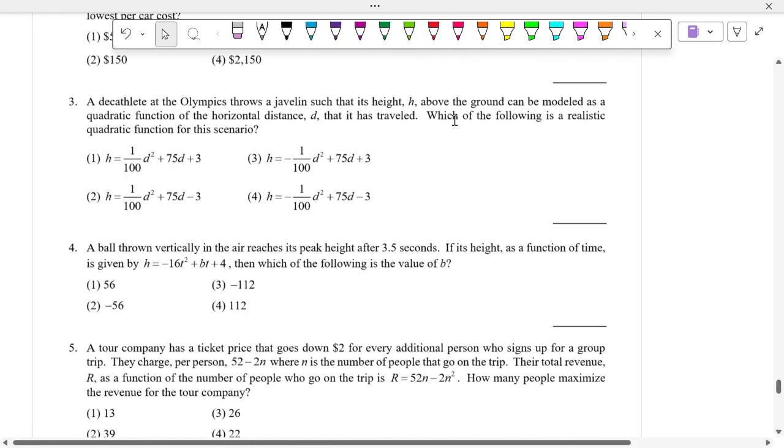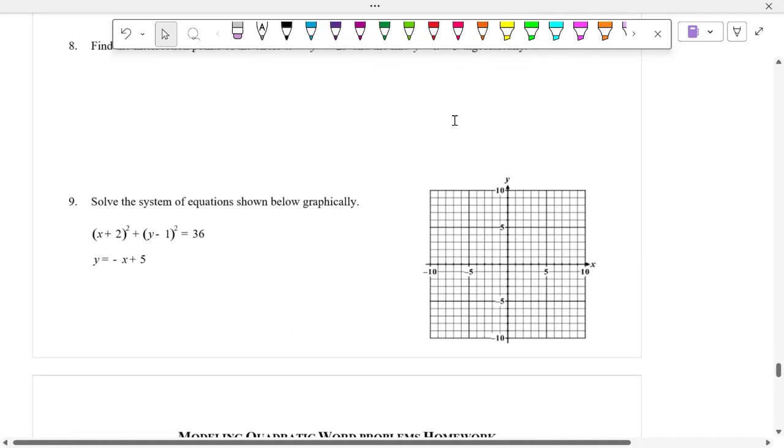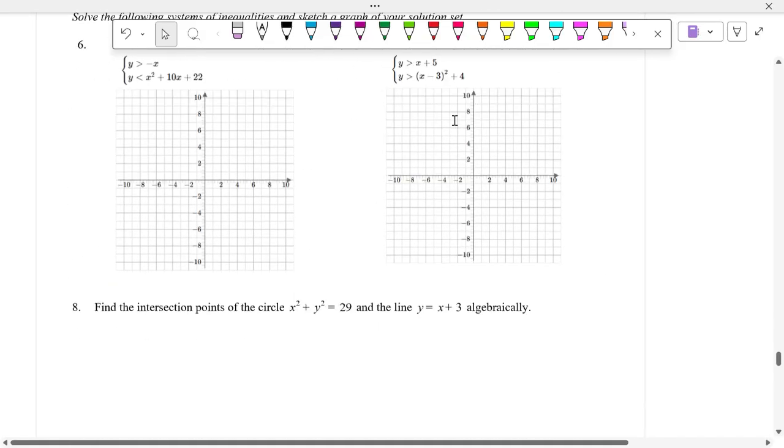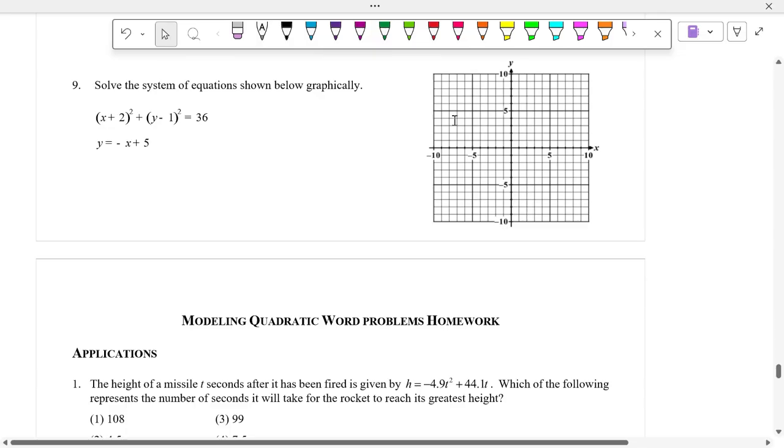Any questions, guys? So you're basically just finishing the packet, yeah. But formally, it's pages 11 through 13.